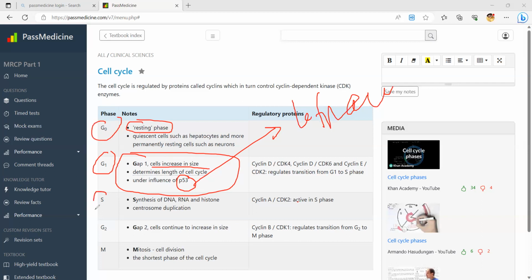And now the S phase. So G is for gap, and G0 means zero, so it is the resting phase. These cells are in the resting phase. And S means synthetic phase.